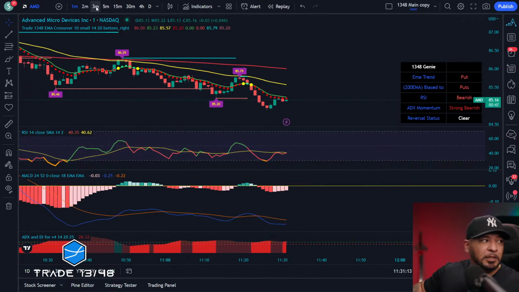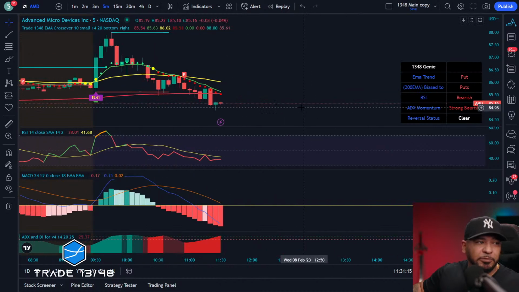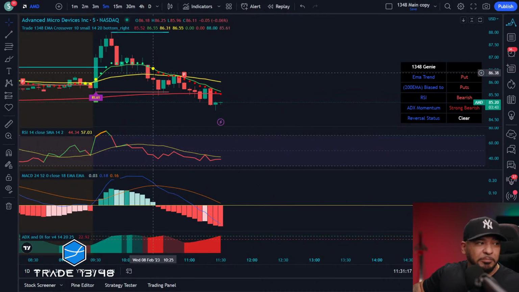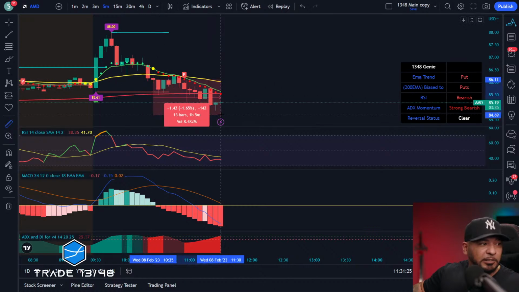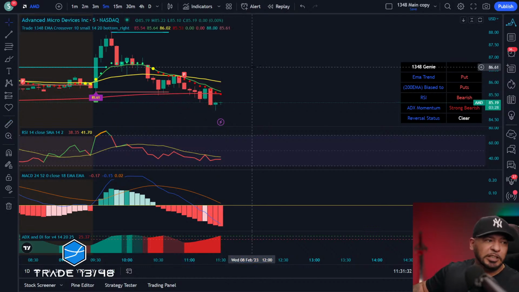Okay. Now we go ahead and look at AMD on a 5 minute. Again, more of the same. The rules don't change. If we go ahead and we measure the move here, from here to here, that is a $1.20 move. Now, there's an elephant in the room.